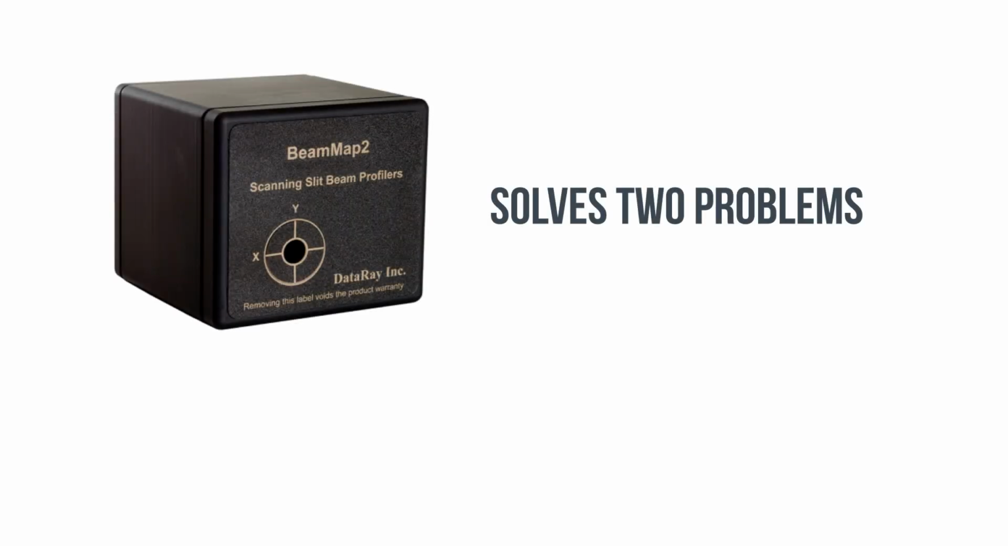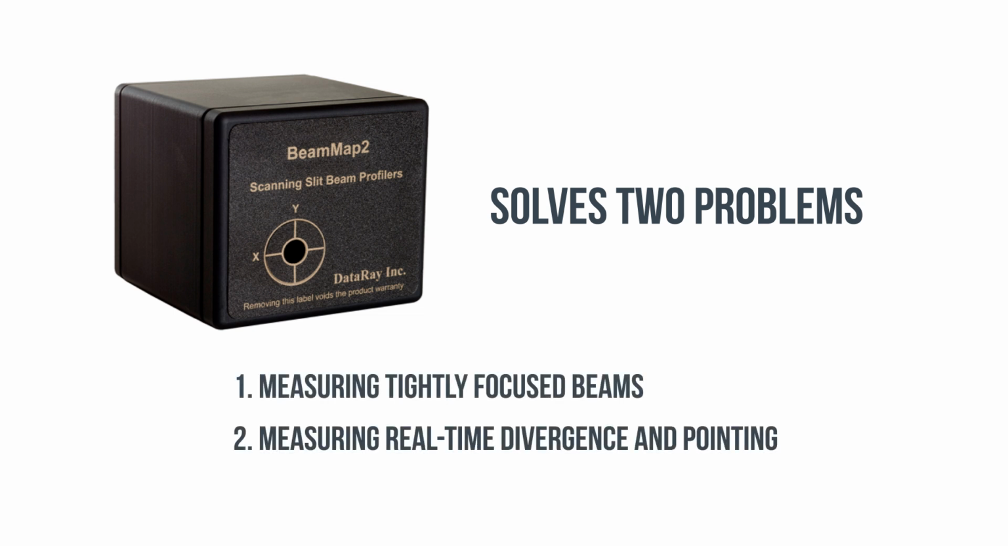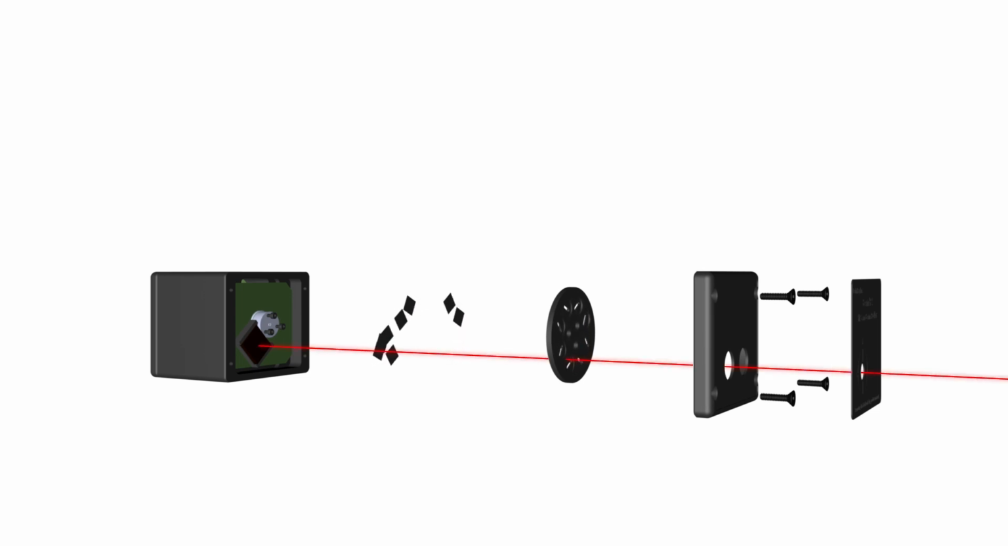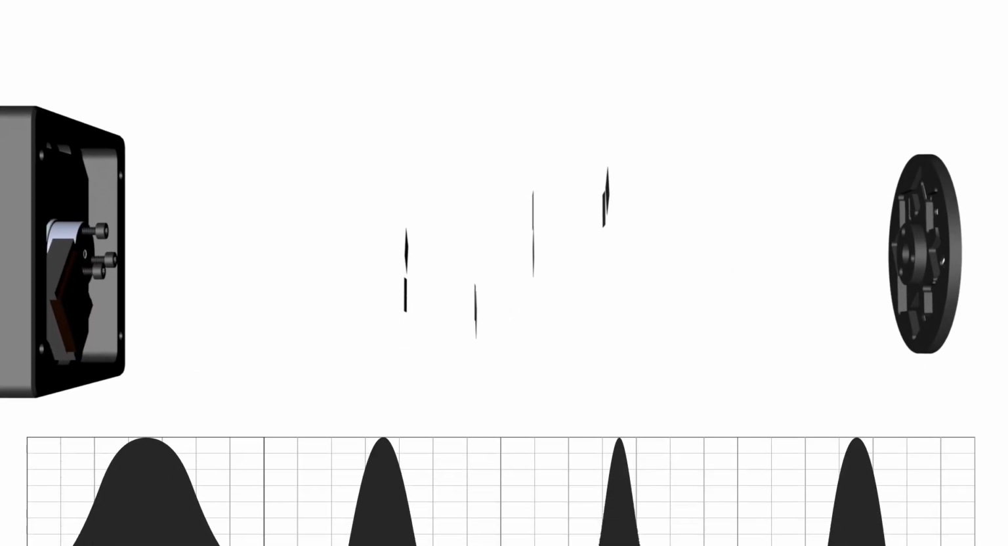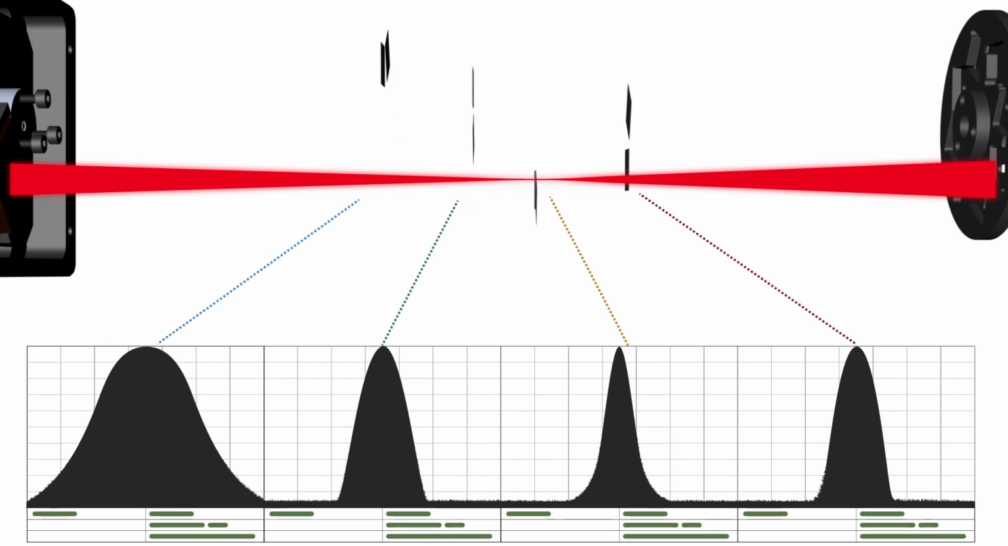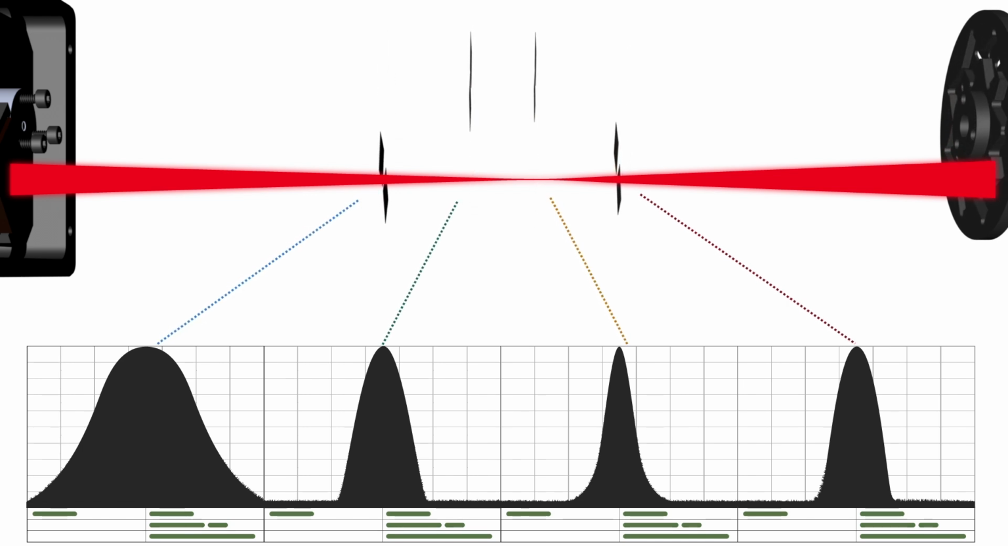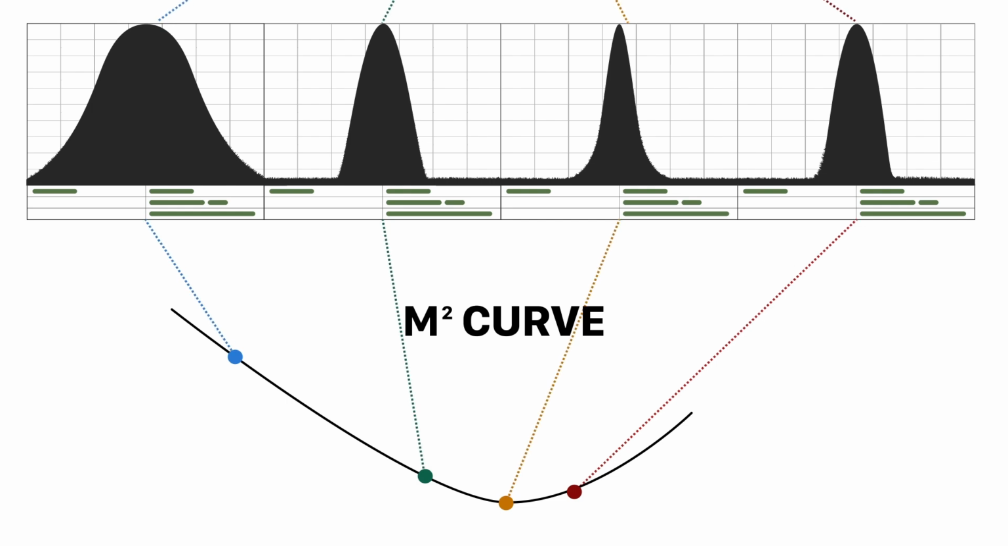Today we're going to talk about our BeamMap2, the unique patented multi-plane scanning slit beam profiler with true 2D slits. The BeamMap2 solves two traditionally difficult problems with laser beam profiling: measuring tightly focused beams and measuring real-time divergence and pointing. With each rotation of the puck, the BeamMap2 is able to detect the laser transmitting through the pairs of true 2D thin sapphire scanning slits at 4 different locations along the optical axis, with 20 total measurements per second. It's even able to evaluate m² for your beam in real time.